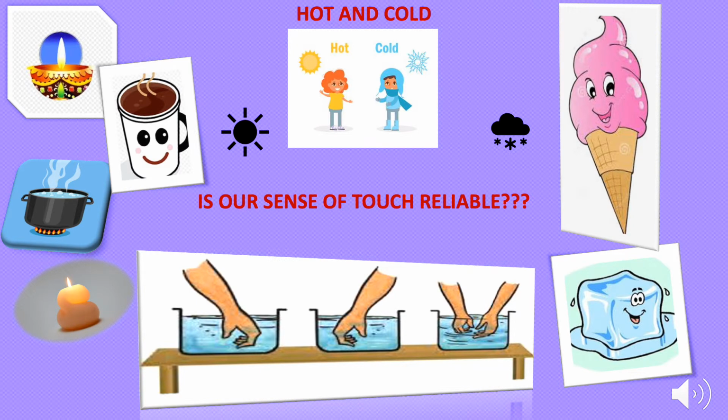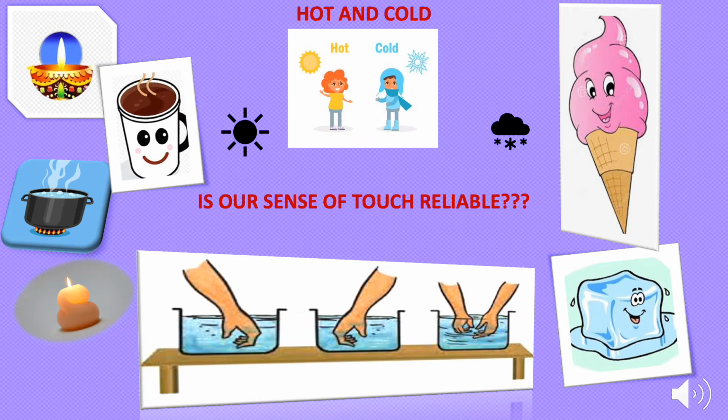But my question is, is our sense of touch reliable? Let us find the answer. Take 3 tumblers of water, mark them as A, B and C. In tumbler A, put cold water and hot water in tumbler B. Mix some cold and hot water in tumbler C. Now dip your left hand in container A having the cold water and the right hand in container B having the hot water.